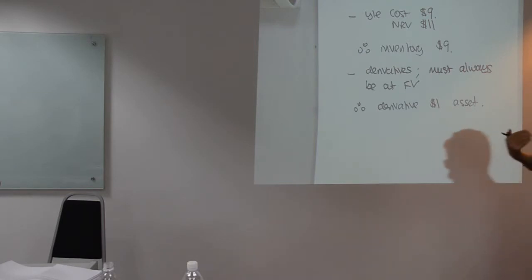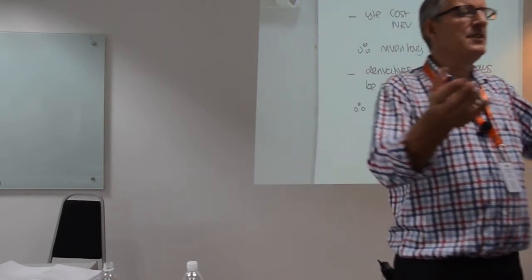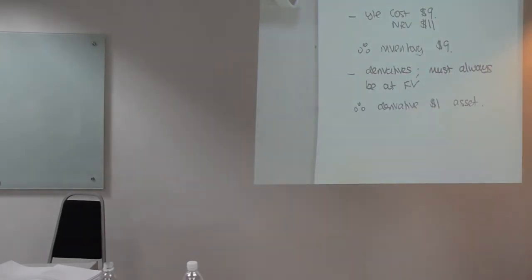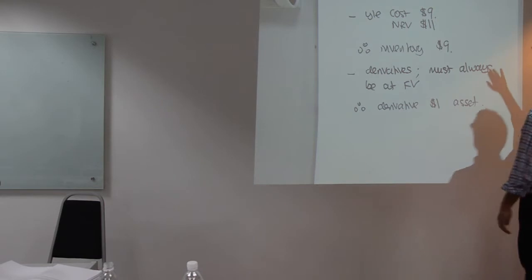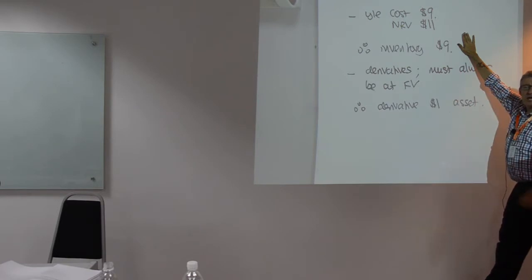Step back. The reason we have the derivative is hedging. The reason we've got the derivative is to protect us from the fall in the value of the gold. Are we recognizing any loss in the accounts in respect of the inventory? Cost was 9, cost is 9. No loss is being recognized here.